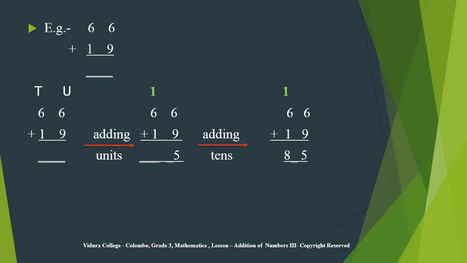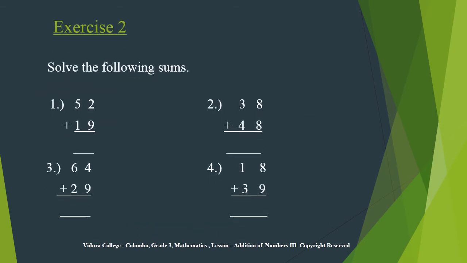as I did. After writing that, you can add up all the numbers in the tens place. So when you add up all the numbers in the tens place, you will get 8 as the final answer. So when you add 66 and 19, you will get 85 as the final answer. So children, we are going to do another exercise. In this exercise, there are 4 sums and all these sums are carrying over additions. So I hope you will try your best to find the correct answer.